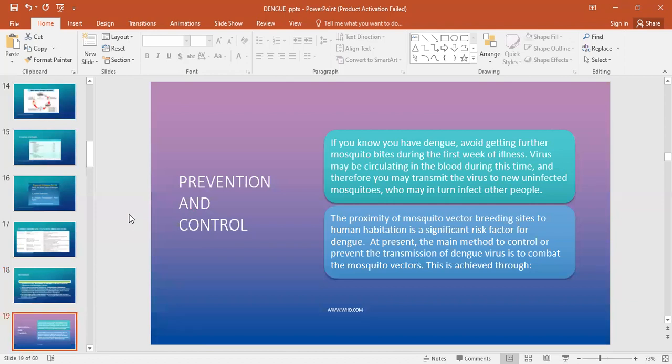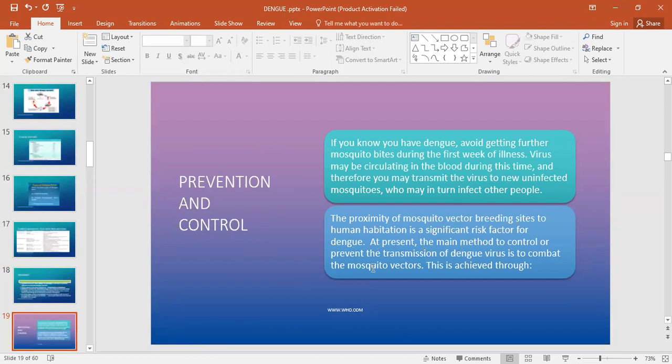Now comes prevention and control. If you know you have dengue, avoid getting further mosquito bites during the first week of illness. The virus may be circulating in the blood during this time, and therefore you may transmit the virus to new uninfected mosquitoes, who may in turn infect other people. The proximity of mosquito vector breeding sites to human habitation is a significant risk factor for dengue at present.